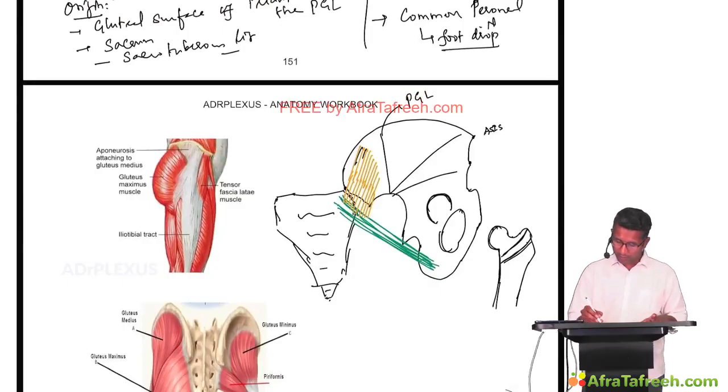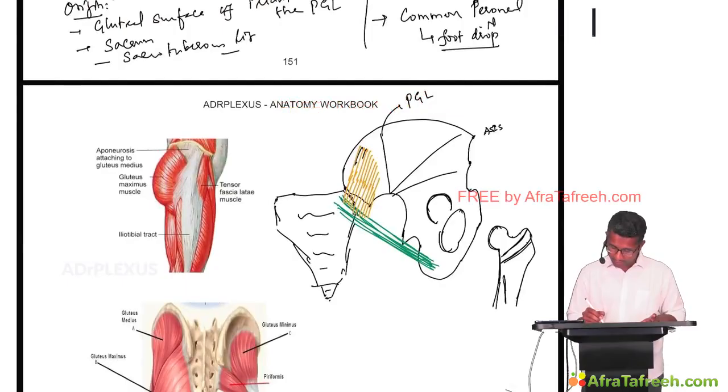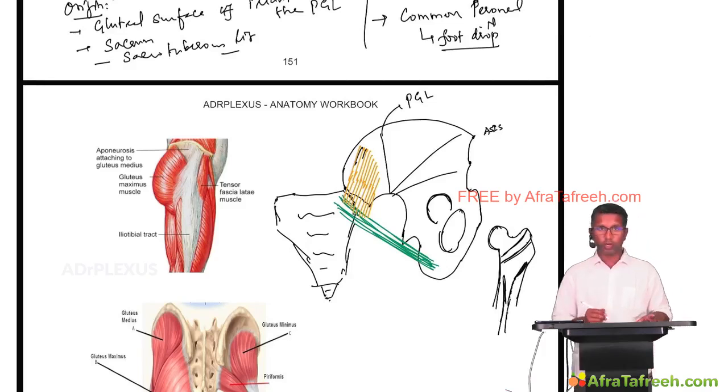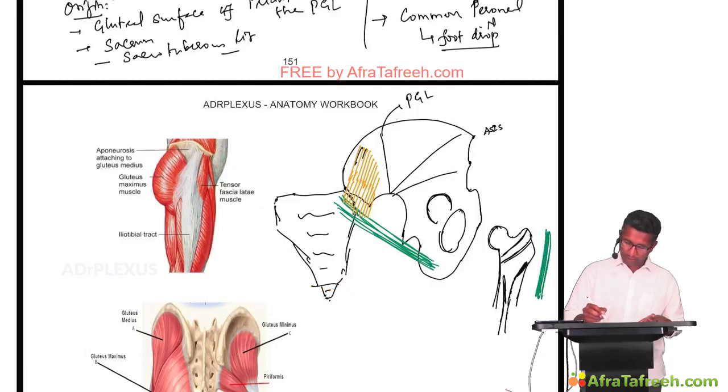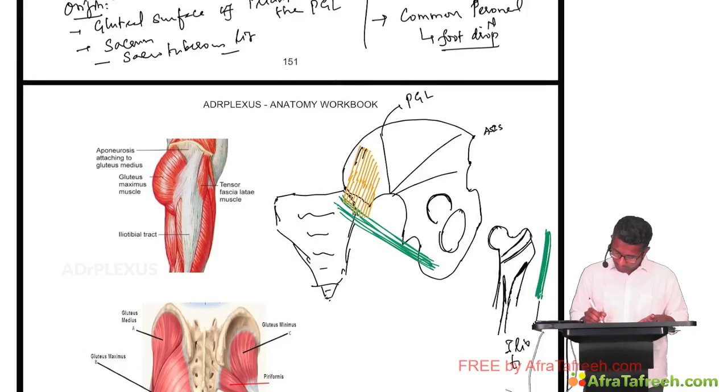So there is a spiral line running here, which is called the pectineal line, forming the linea aspera. Similarly, on the lateral side, the linea aspera thickens to form a tuberosity called the gluteal tuberosity. There is a tract which is running here. This tract is called the iliotibial tract. Okay, and this tuberosity that you see here is the gluteal tuberosity.